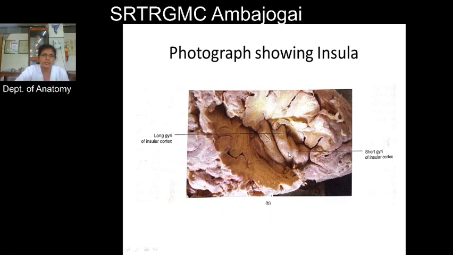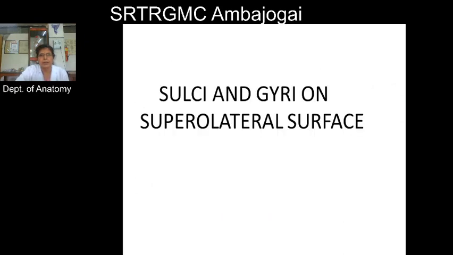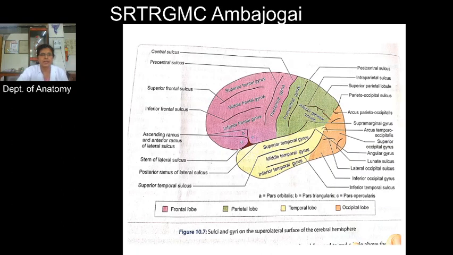The other lobe described is called the limbic lobe. This limbic lobe is a part of the limbic system, and it is formed by the cingulate gyrus and the parahippocampal gyrus. Now we will see about the sulci and gyri on the cerebrum. First we will see the sulci and gyri on the superolateral surface. This diagram shows sulci and gyri on the superolateral surface.